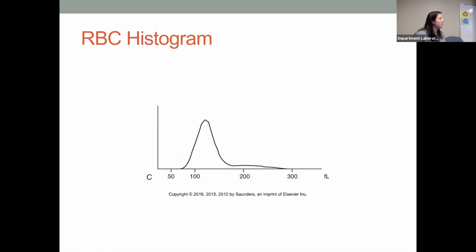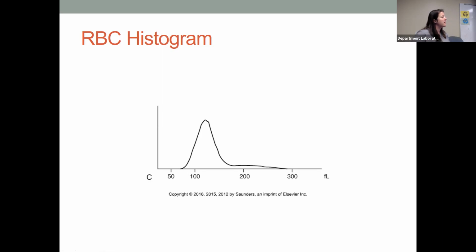What if you had the presence of an increased MCV, and this is what your red cell histogram looks like? Notice the peak is shifted to the right. So you have an MCV of maybe like 110 on there. Okay, so you have an increased MCV, a right shift in that curve.